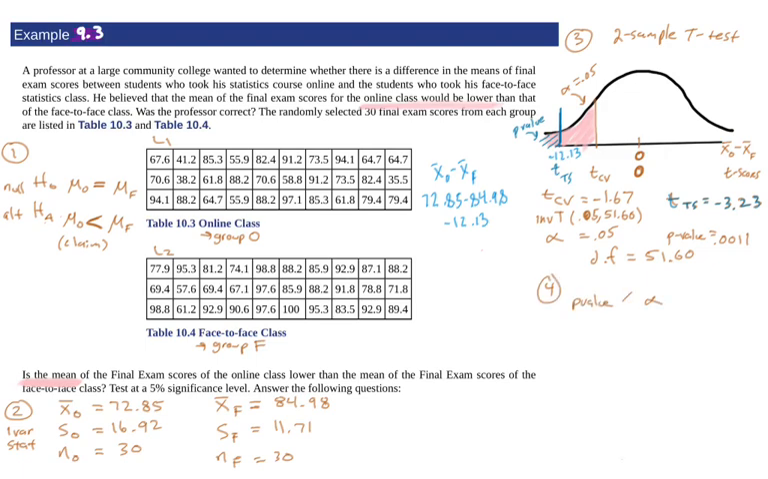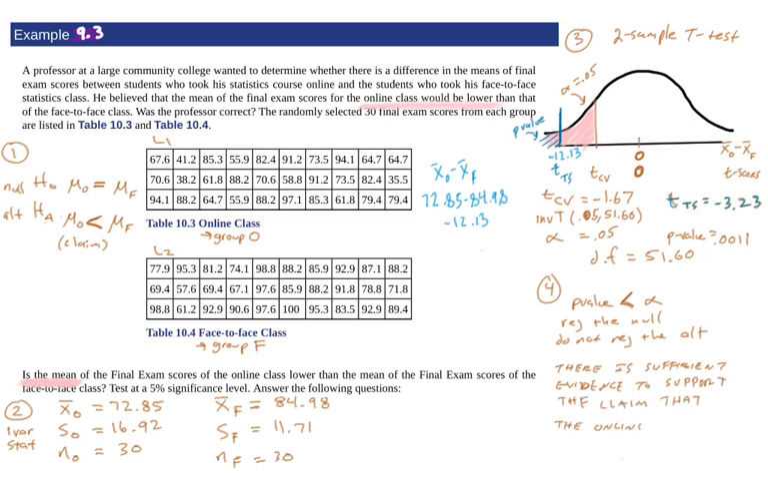Okay, our fourth step here, p-value is less than alpha. So we're going to say we reject the null. Therefore, we are not going to reject the alternative. So we're going to say there is sufficient evidence to support the claim here, that the online classes had a lower final exam than the face-to-face.